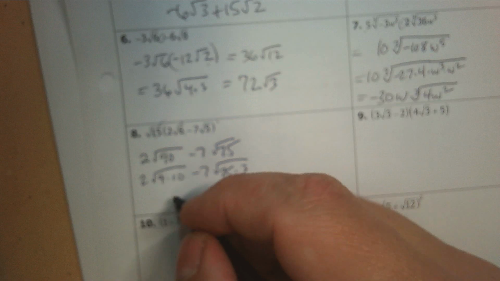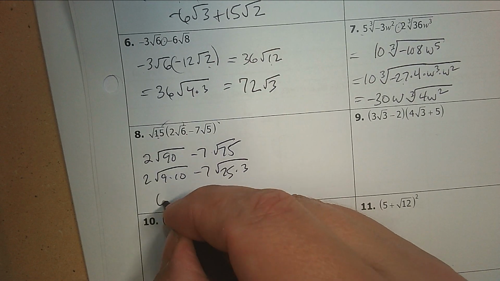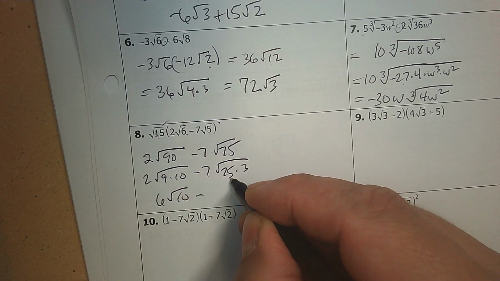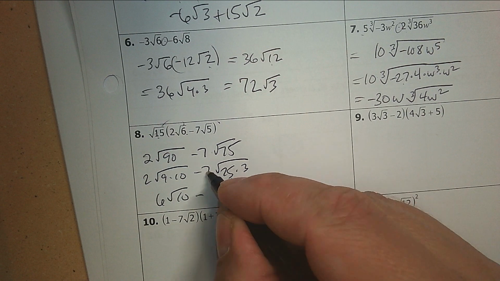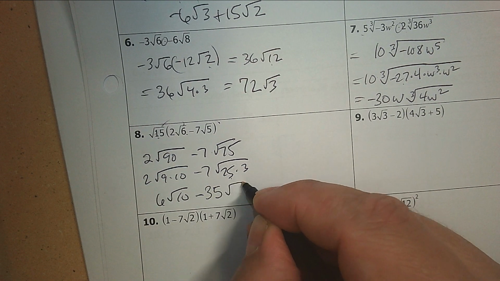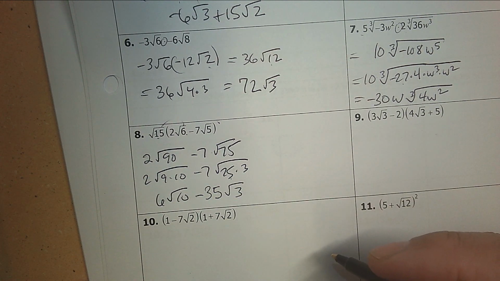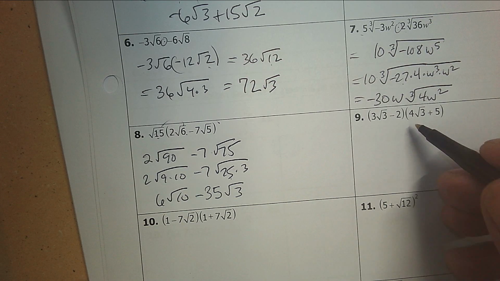So the square root of 9, 3 times 2 is 6 root 10. Square root of 25 is 5 times the negative 7 is negative 35. These are unlike radicals, so that's all you can do. Here we're going to have to FOIL.